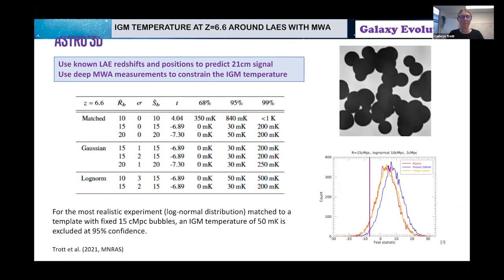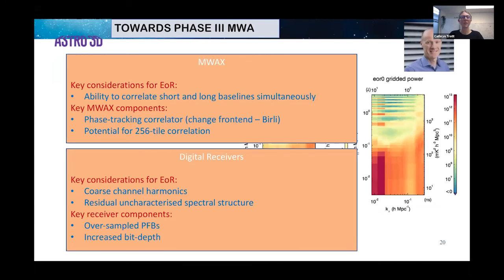Okay, so in the last minute, let me just talk about where we're going next. So MWA very excitedly is moving into phase 3. That means we have a brand new correlator that we're about to work with that will give us a cleaner signal. And more exciting for us, we're going to be getting new digital receivers in the future. And those receivers will clean up our signal chain and get rid of all of these horrible harmonics that we have in our EoR Power Spectrum, just because the instrument itself has a lot of spectral structure to it.